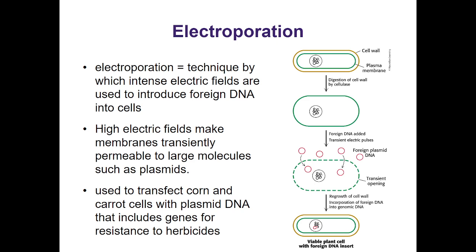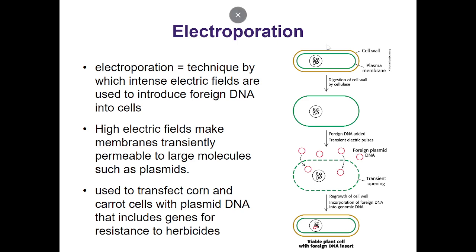Okay, so this is used to transfect corn and carrot cells with plasmid DNA that can include genes for things like resistance to herbicides, etc. It's basically just a cheaper, faster way to do these processes that we've already talked about. The other ones take a lot more work and a lot more money to do, right? In human cloning or human introduction or a vaccine used on a human, this would probably be a bad idea, okay? Because you'd get a lot of things out of this. But in plants, it doesn't really matter that much. A little error here and there isn't going to hurt anything.